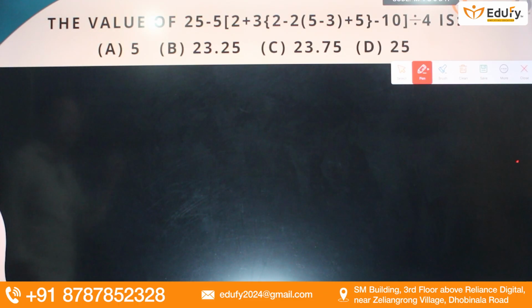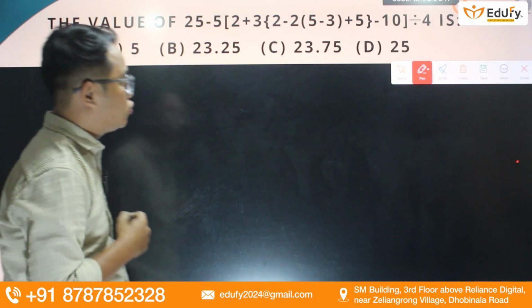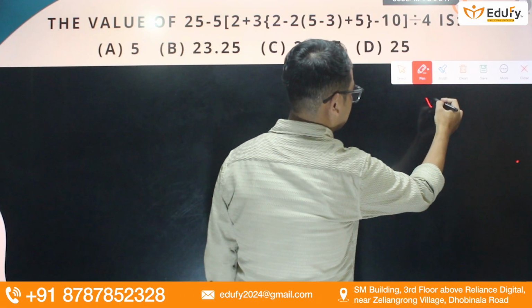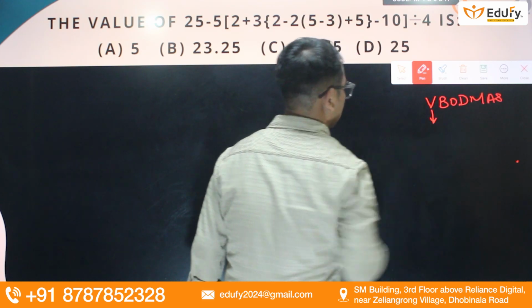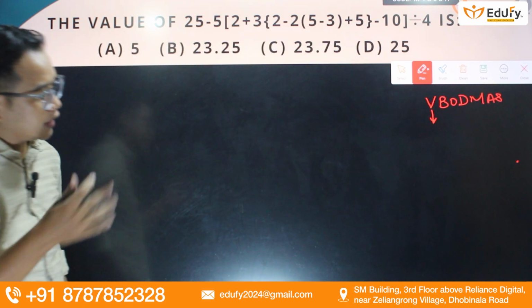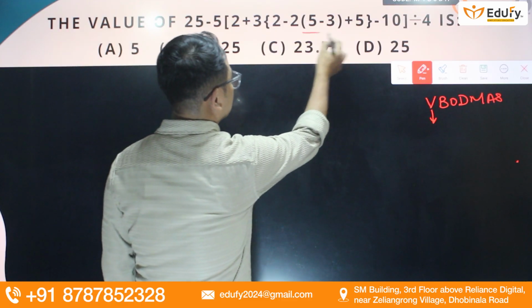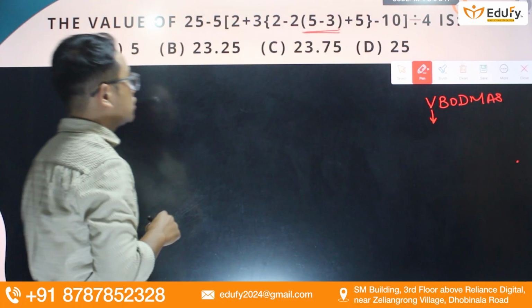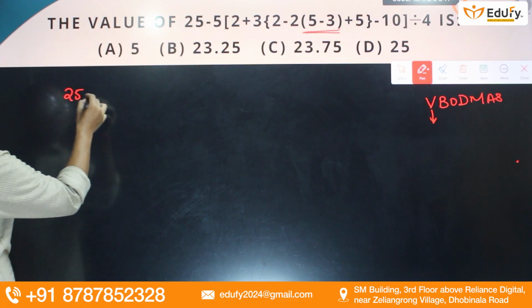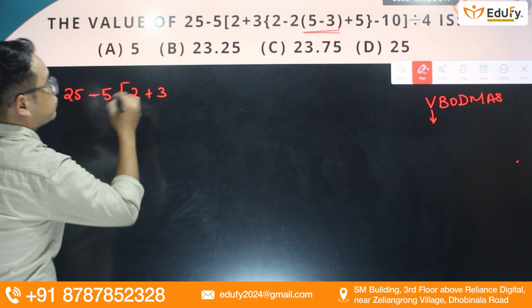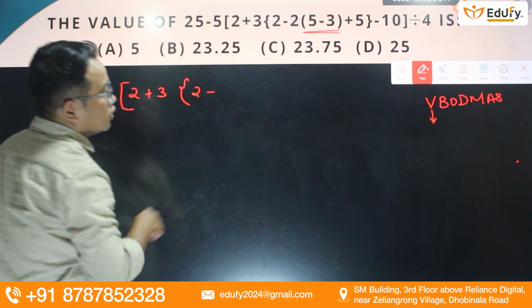Okay. To start this, when we were discussing the BODMAS rule, the first operation was the V in BODMAS, right? So first is the vinculum or the bar, which we don't have here. The next comes the bracket. As you can see, we have so many brackets here. The starting bracket is this one. So we will start with this, 25 minus 5 bracket 2 plus 3 bracket 2 minus here.